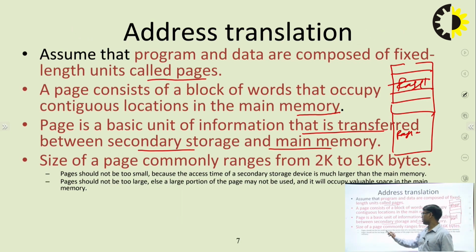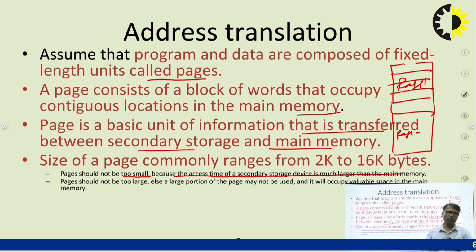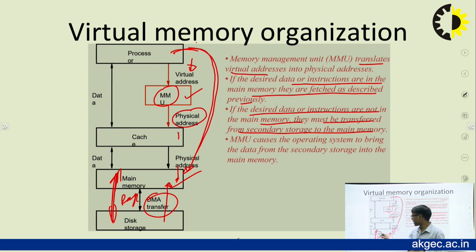Pages should not be too small. That is a very important consideration, because the access time of the secondary storage device is much larger than that of the main memory. If we keep the page size small, and we know the time to transfer data from this storage to main memory is very high, then for a small page, why would we bring data from this storage again and again? So it should not be very small.